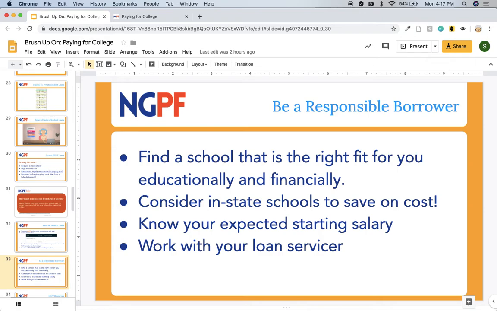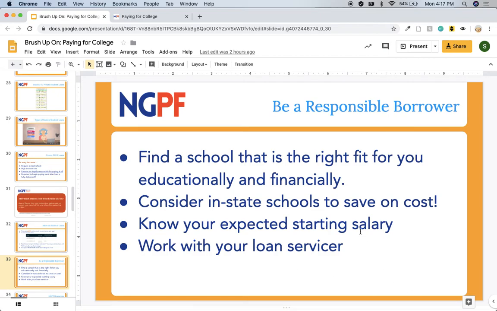And of course, it's really important to talk to students about being a responsible borrower. So like that video said, anytime that you borrow the money, make sure that that money is being spent towards your education, not a vacation, not spring break, stuff like that. Some other tips are find a school that is the right fit for you educationally and financially. Lots of great options in state versus out of state. That can be a huge cost saver.